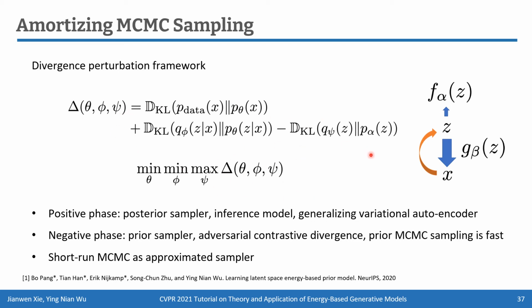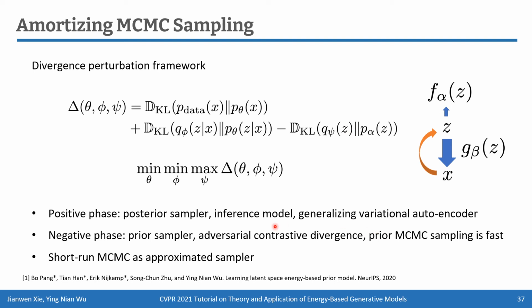the form of divergence triangle, where this positive perturbation actually corresponds to the positive phase, where you sample Z from the posterior distribution given observed X. That's why it's called positive phase. And then the negative perturbation actually corresponds to the negative phase, where you sample Z from the prior distribution.